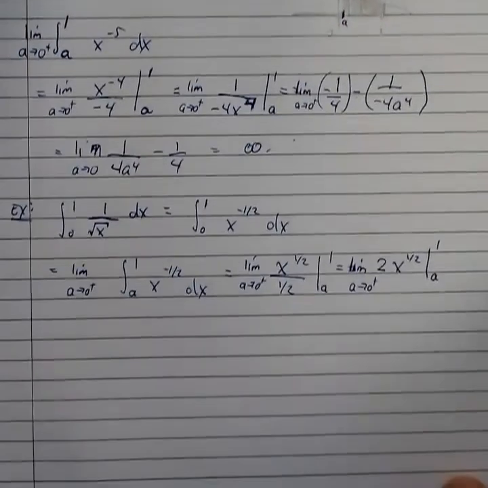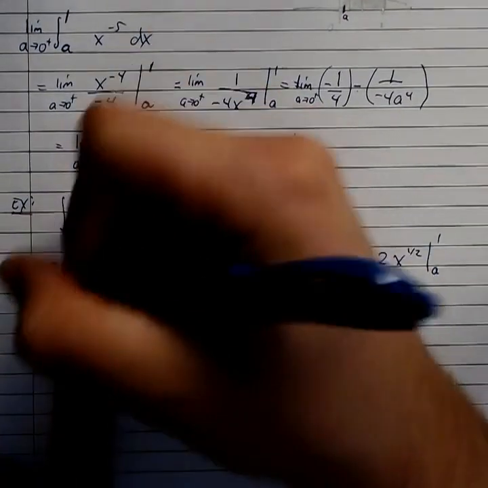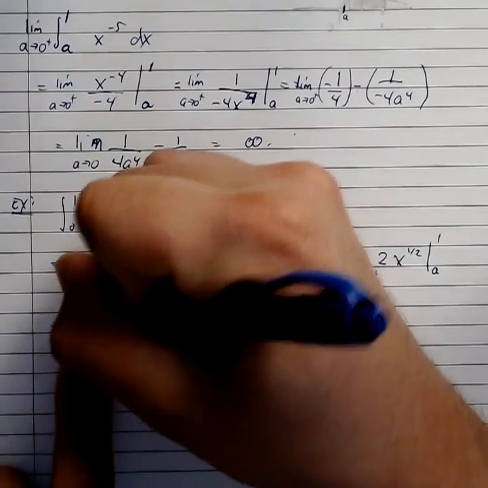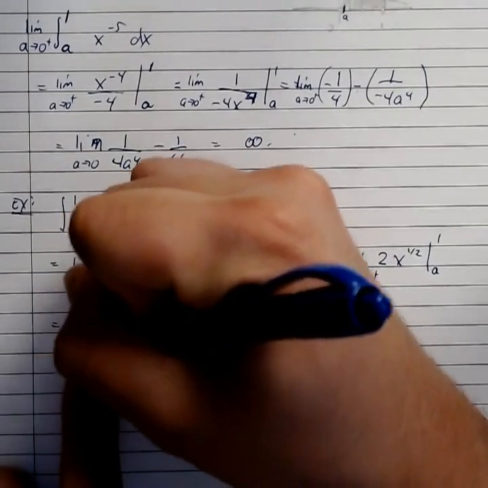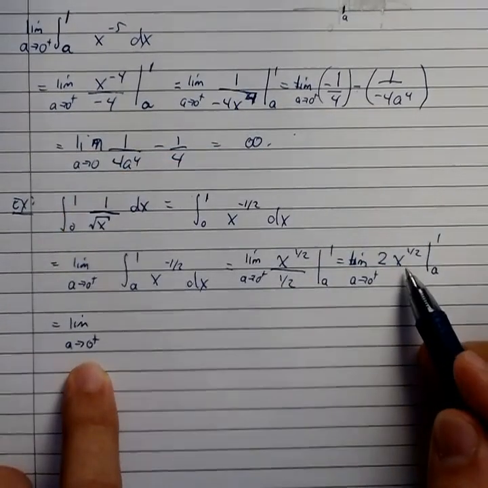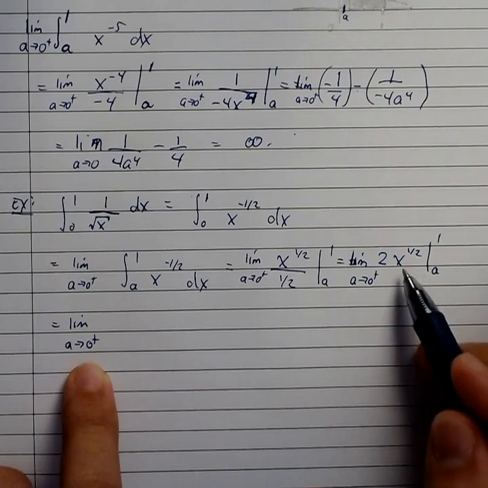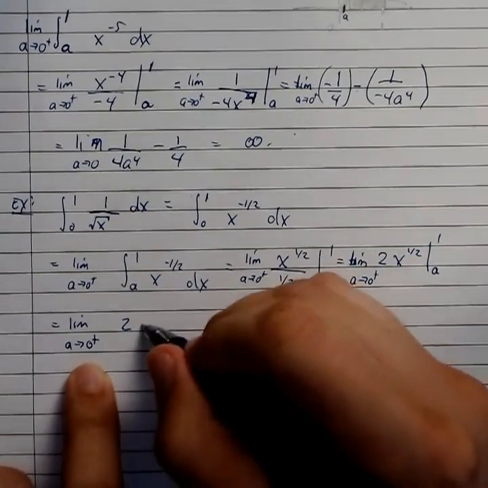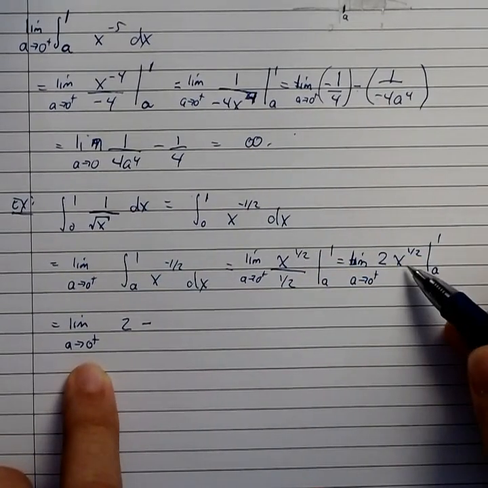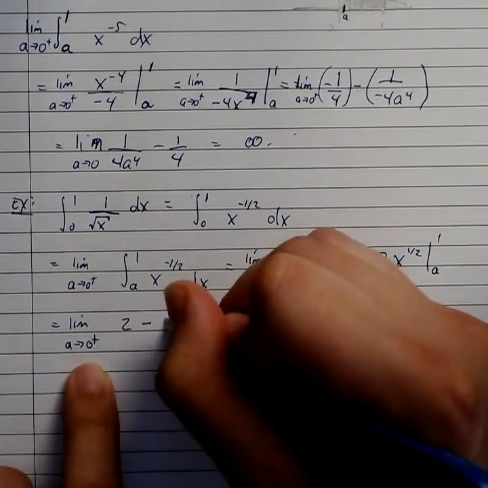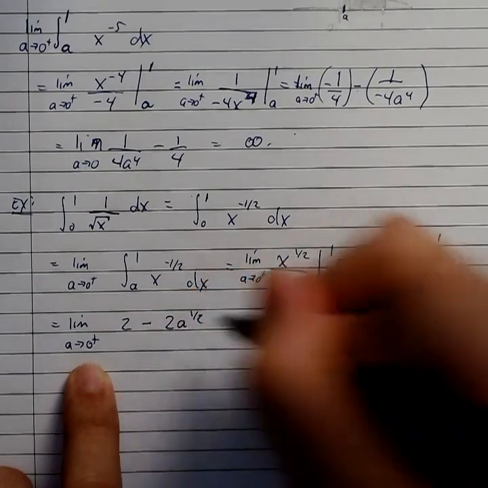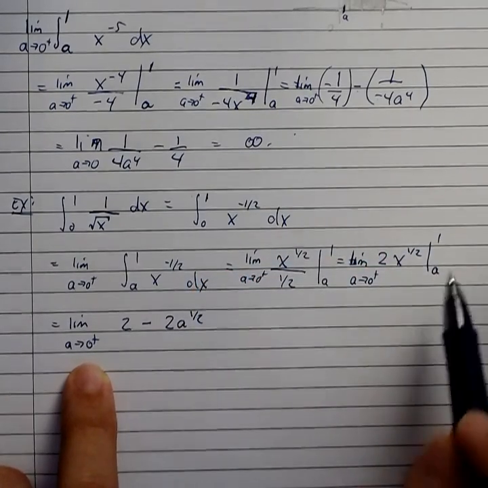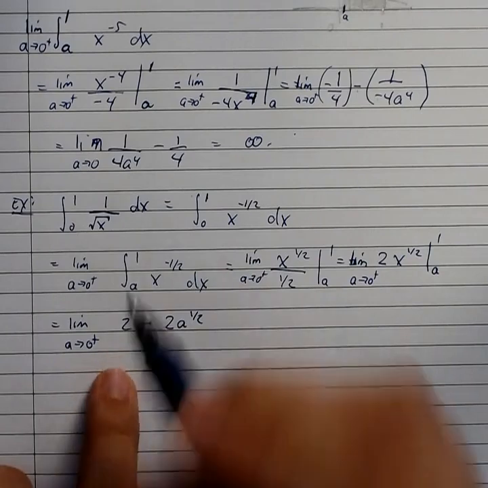So let's go ahead and do that. We start with 1 and then with a. So this will give us the limit as a approaches 0 from the right of, if I substitute in 1, well, that's just the number 1. 1 to any power is still 1. So that's just going to give me the number 2. Minus, now if I substitute a, that's 2a to the 1/2. So I'm just using the fundamental theorem, plugging in my endpoints and subtracting.